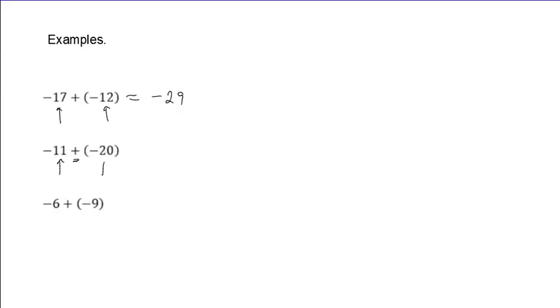Next, I have -11 and plus. Okay, so all of these are addition problems. -11 plus -20, well, 11 and 20 is 31. Keep the sign. And last but not least, -6, -9, 6 and 9 is 15, keep the sign.